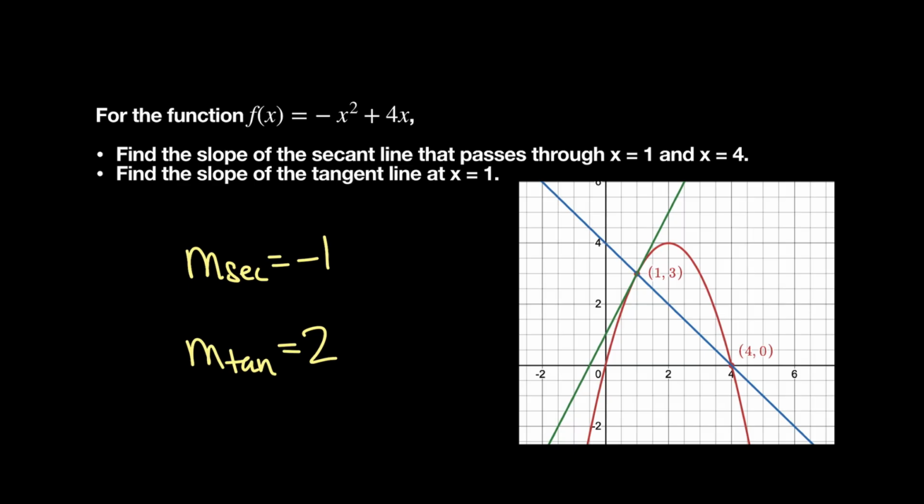And I have a picture of the problem that we just solved. In red is my function f of x equals negative x squared plus 4x. So that's our function. In blue is my secant line. It goes through the points (1, 3) and (4, 0), and this line has a slope of negative 1, down 1 over 1. And then in green, I graphed my tangent line. My tangent line at the point (1, 3) has a slope of 2, up 2 over 1. And so those are the two values that we just computed in this problem.